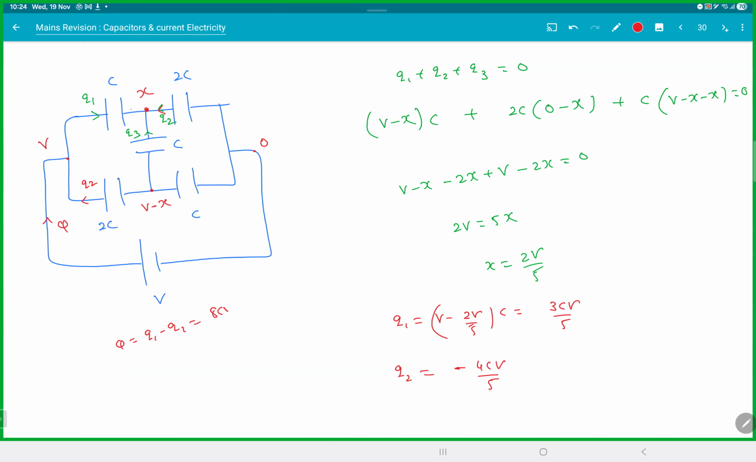Why am I getting such good numbers? 8CV by 5. So Q by V is equal to 8C by 5. I'm sure this is wrong. What kind of calculations am I doing? So people, if you don't have your dinner and you solve questions, your head doesn't work. So make sure to eat food on time.